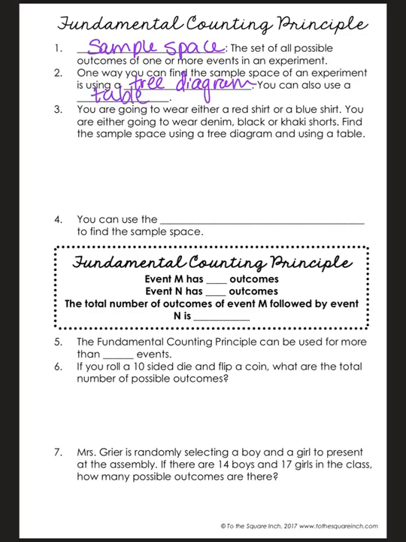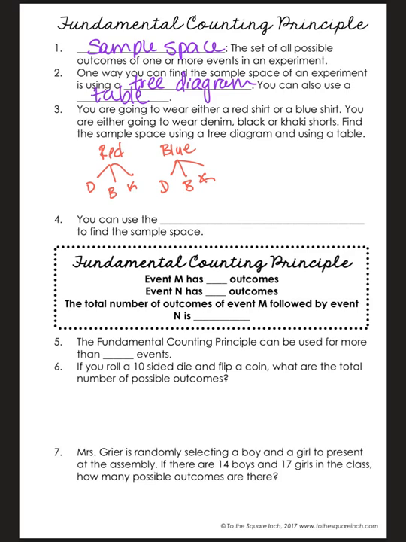So for example, if you're going to wear either a red shirt or a blue shirt, and you're going to either wear denim, black, or khaki shorts, find the sample space using a tree diagram and using a table. I'm going to start with a tree diagram. To me, that's just easier. So a tree diagram, I can start with either a red shirt or a blue shirt. And from that red shirt, I have three options. I have denim, black, or khaki shorts, and I'm going to abbreviate. And then with blue shirt, I have denim, black, or khaki shorts.